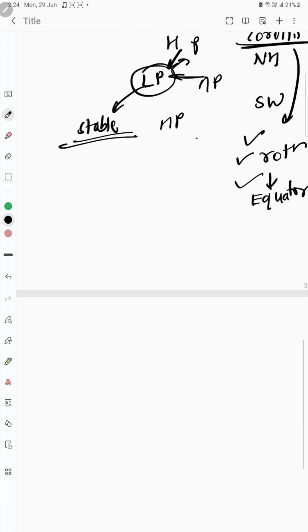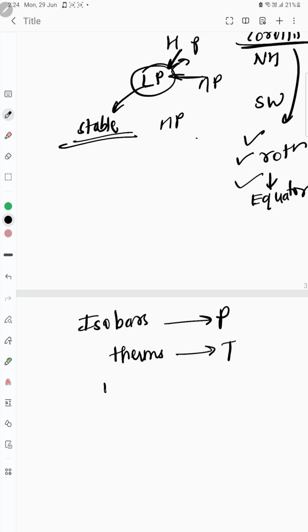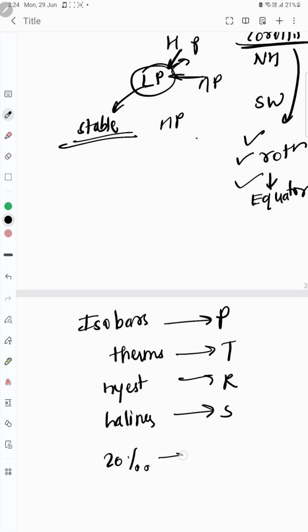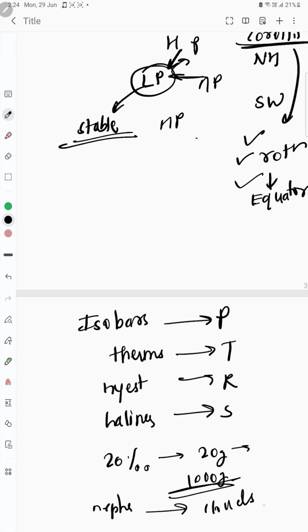Now let us study some terms. Isobars mean same pressure, isotherms mean same temperature, isohyets mean same rainfall points, and isohalines mean same salinity. Like if the salinity is 20, it means 20 grams of salt in 1000 grams of oceanic water. And then we have isonefs. Isonefs mean same clouds.